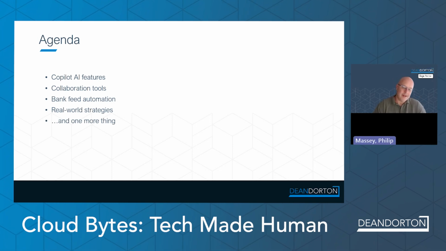And you can make an argument, hey, that's not really AI. I get you with that. It's not really AI, but it can save you a lot of time nonetheless. We're also going to talk about bank feeds, the automations behind that and the intelligence that can be in those bank feeds. And then we're going to jump into some real-world strategies and some things that you can do today to help make a difference in your organization.